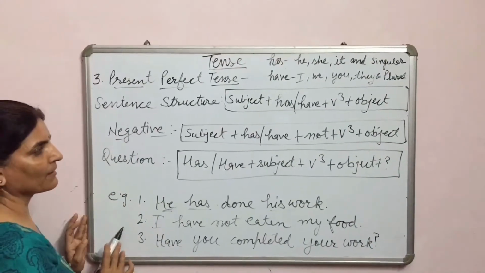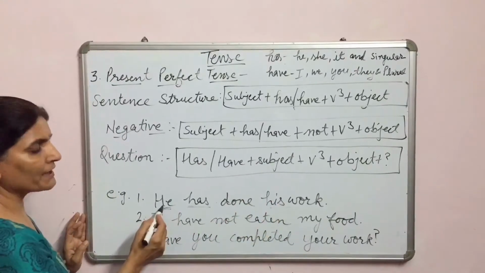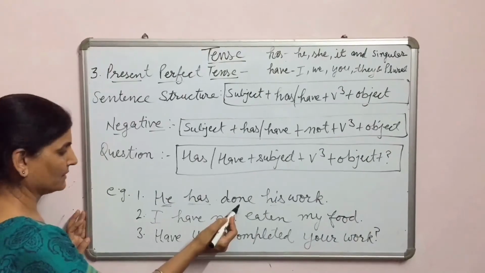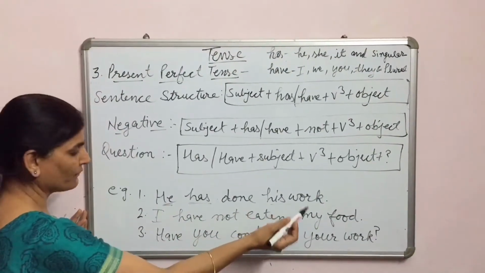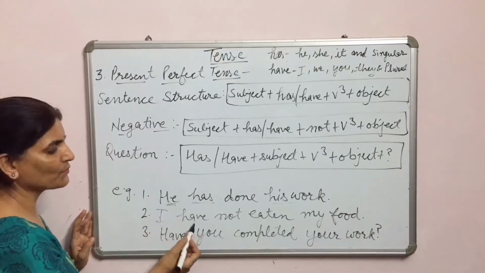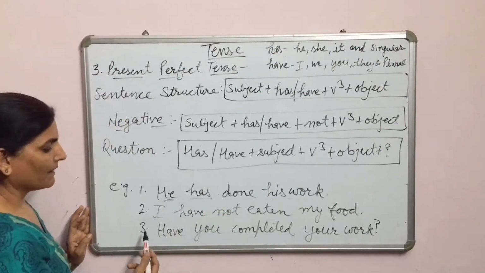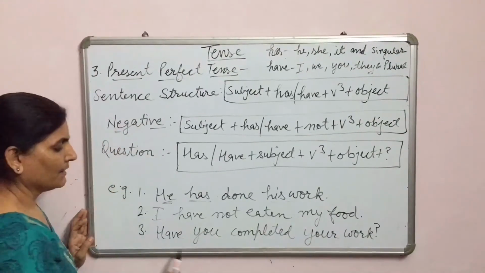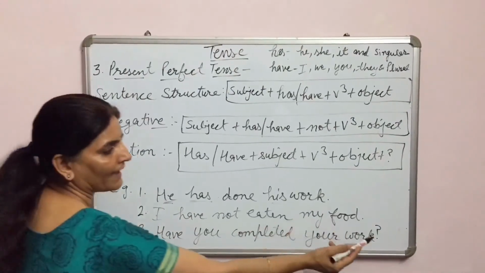Let us see the example. He has done his work. According to he, we have used here has and then the third form of the verb. In second sentence, I have not eaten my food. Here pronoun is I and according to I we have used here have and then not for the negative. In third sentence, have you completed your work? Have is used before subject and at the end a question mark.